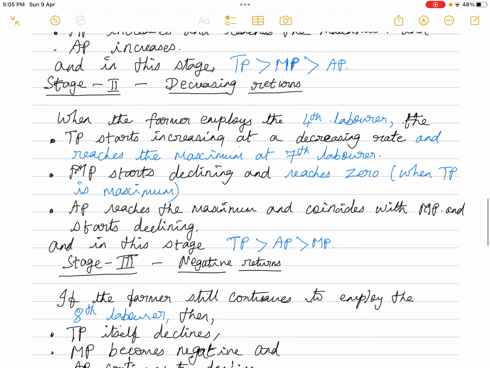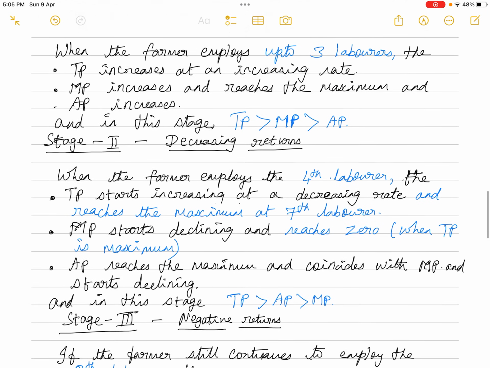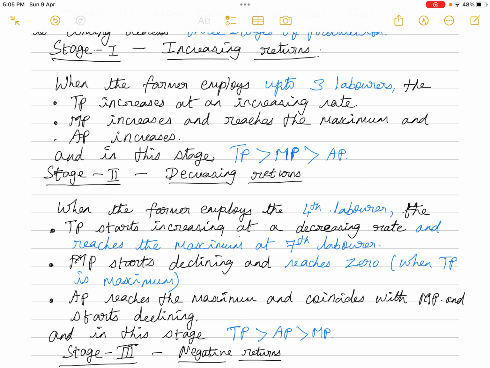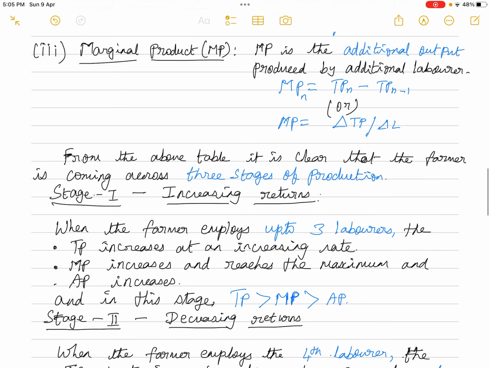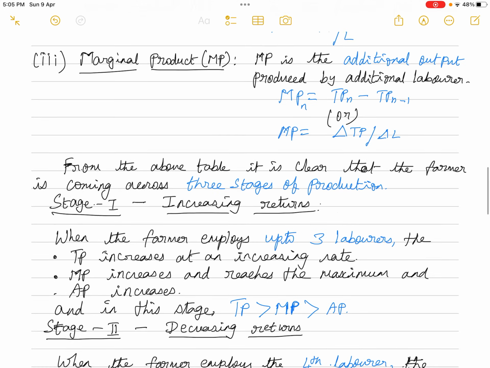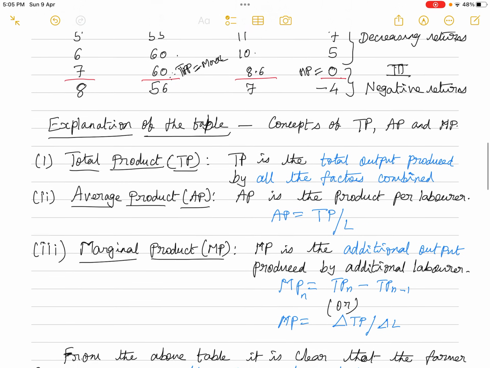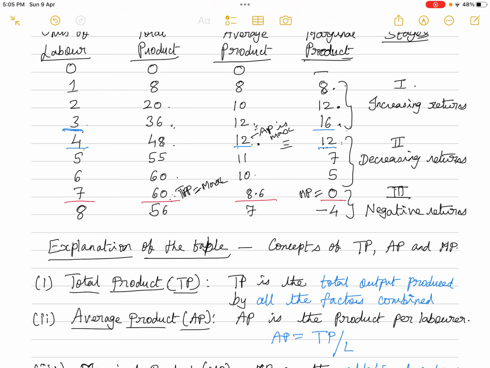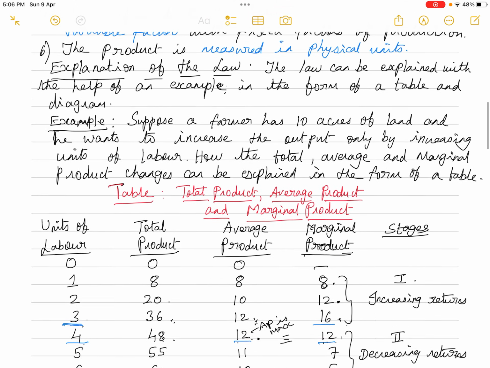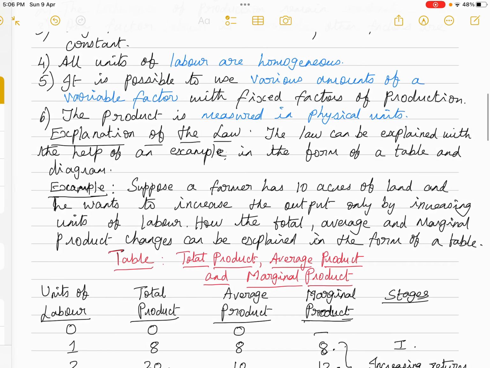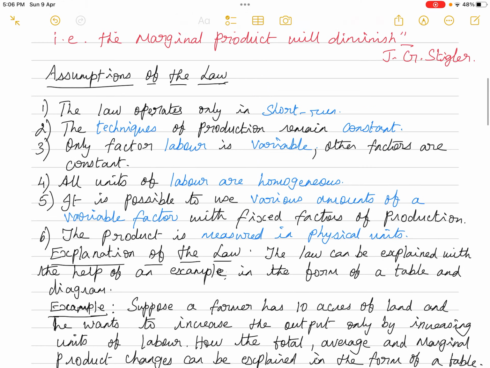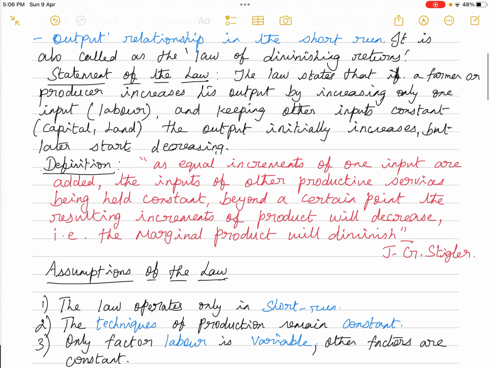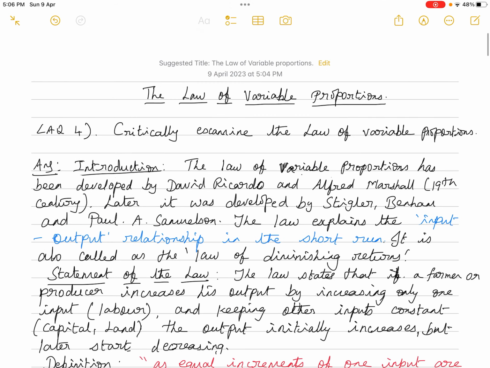Okay, so this is what the law of variable proportions explains. It is also a message to the producer. It is also a suggestion to the producer on how he can avoid losses, how he will be in equilibrium position given his limited amount of time, given his limited amount of factors of production, given his limited amount of capital, and how he can get the maximum profit.